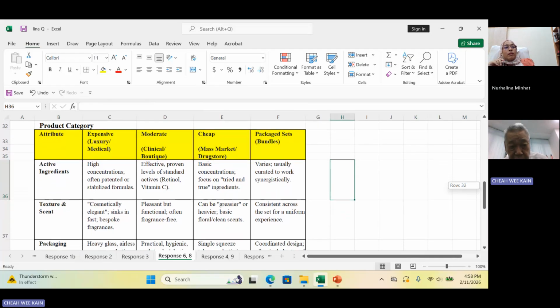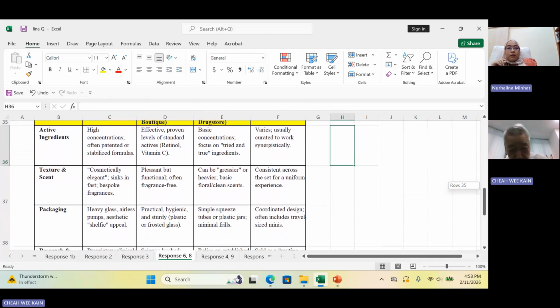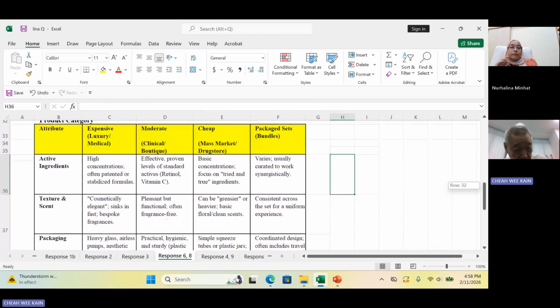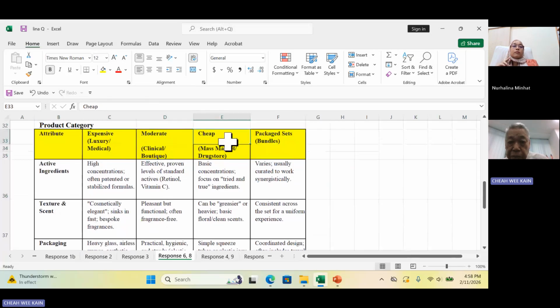All right, these are the product category: active, texture, and packaging. It's quite important, R&D, and this is a price point. Whether you are doing luxury, moderate, cheap. Now, one thing I want to say.